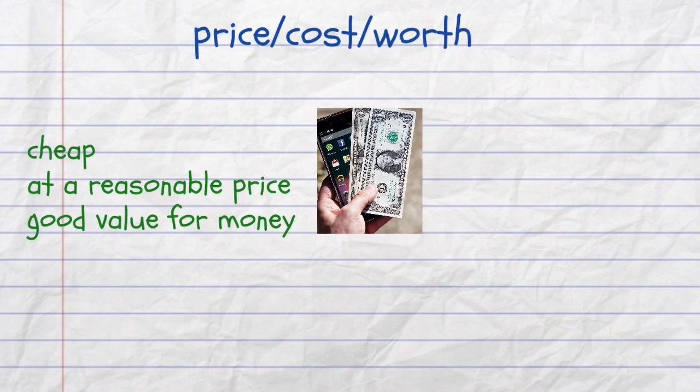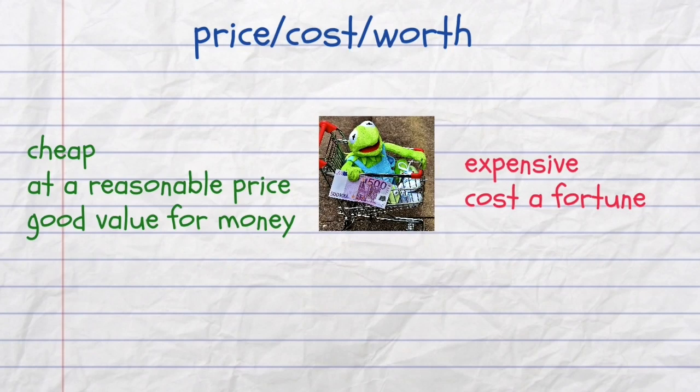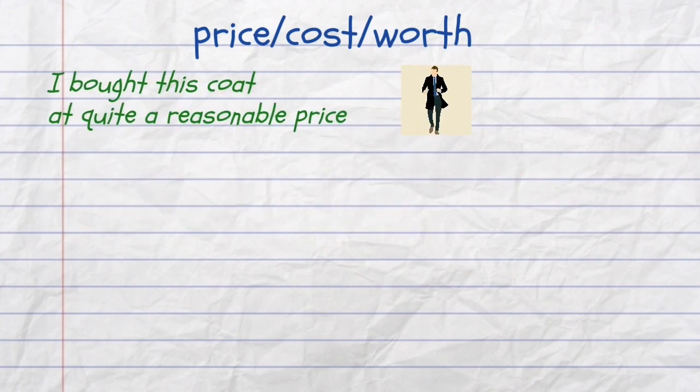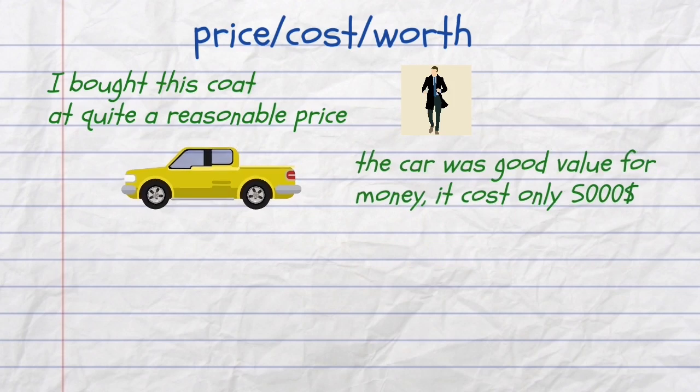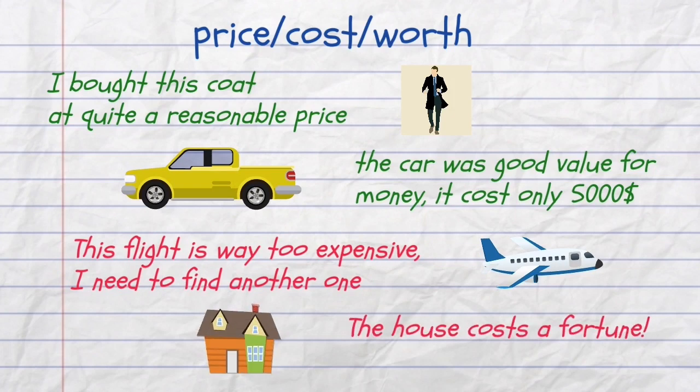Talking about the price, something can be cheap or bought at a reasonable price, or be good value for money. Or the goods may be expensive, or you can say cost a fortune. For example, I bought this coat at quite a reasonable price. The car was good value for money, it cost only $5,000. This flight is way too expensive, I need to find another one. The house costs a fortune.